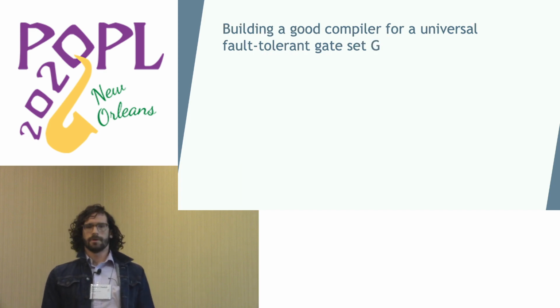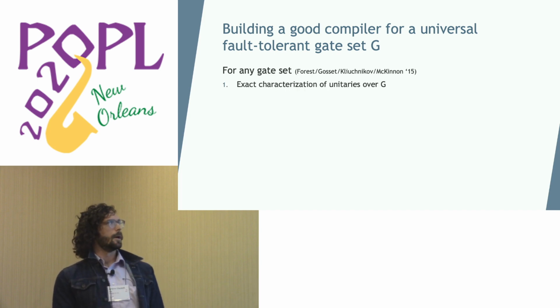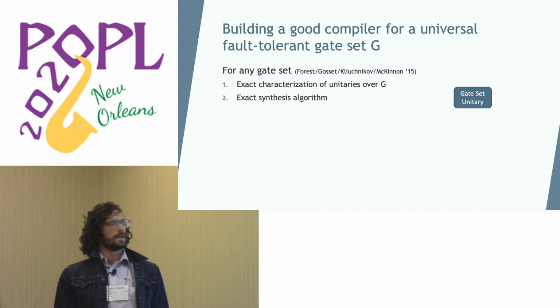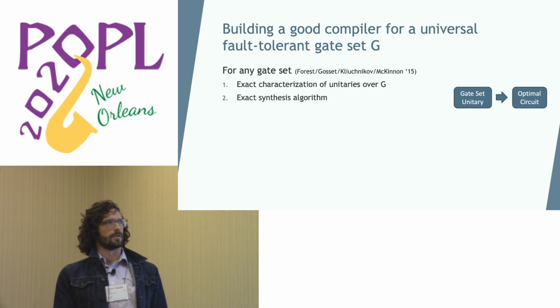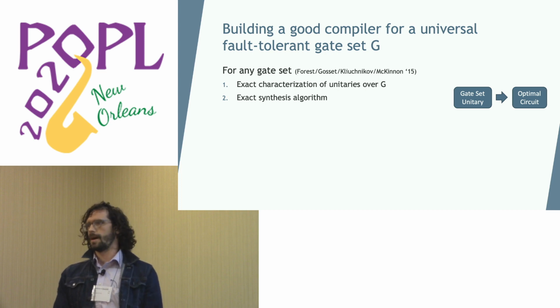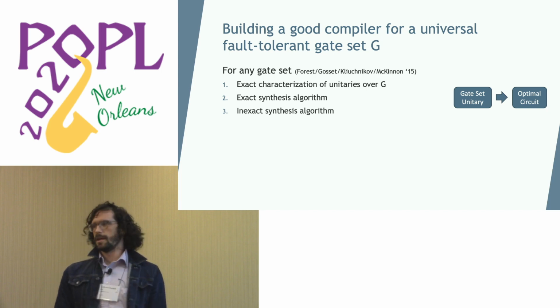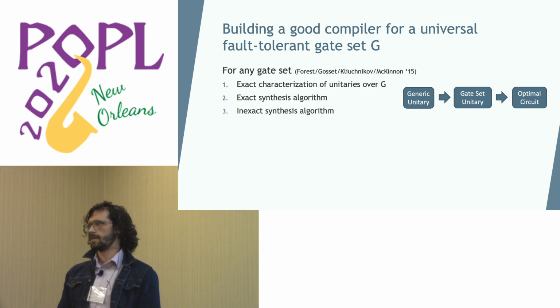Okay, so building a good compiler for a universal fault-tolerant gate set. For any gate set, you have three ingredients. You have some exact characterization of unitaries over that gate set. Then you want some exact synthesis algorithm, basically a way to go from your gate set to some hopefully optimal circuit and T count. And then also some inexact synthesis algorithm, basically some way to round a generic unitary into your gate set unitaries.